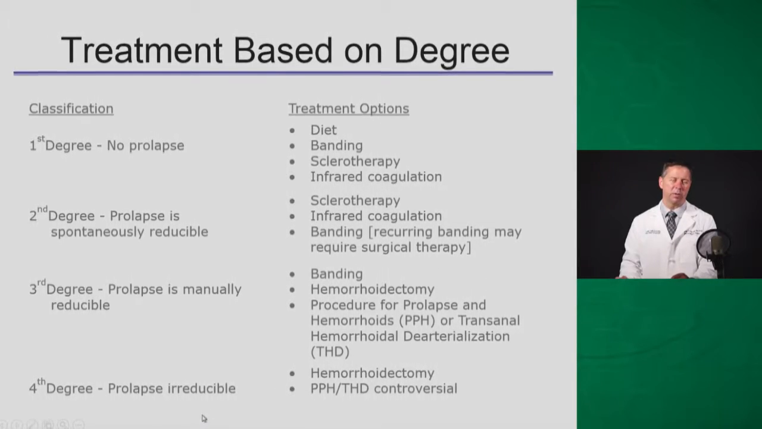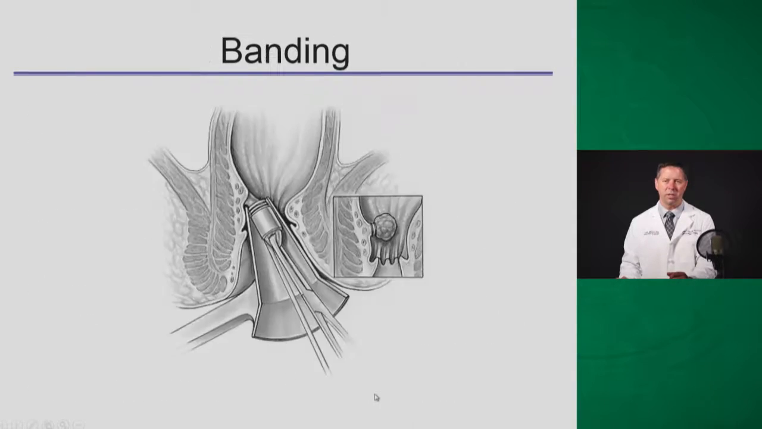For fourth degree, this is where the prolapse is out and is not reducible. Hemorrhoidectomy is the standard treatment. PPH and THD are slightly more controversial.